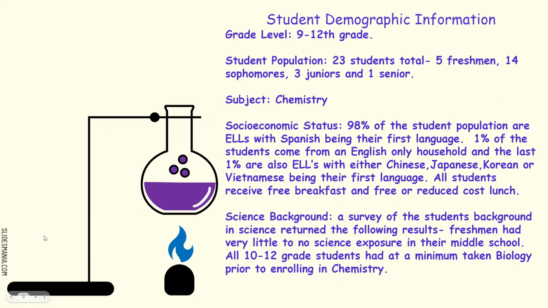To begin, the reason why I selected this specific chemistry class is because I have all of the grades in that specific period. This is my smallest period with 23 students total. 5 of them are freshmen, 14 are sophomores, 3 are juniors, and 1 is a senior. A little bit of our socioeconomic status, everybody.